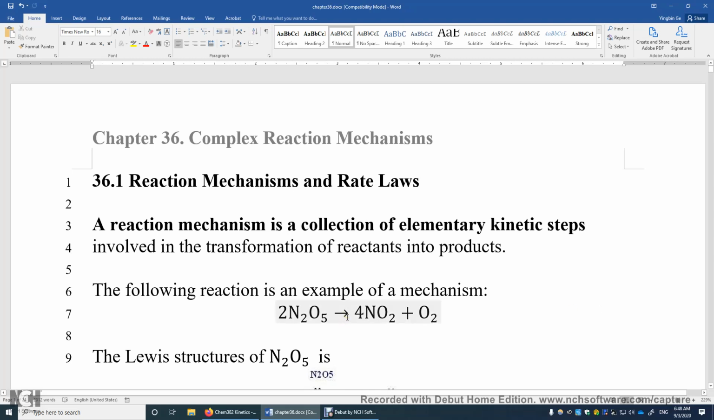This is Physical Chemistry, Part 2, Chemical Kinetics, Chapter 36, Complex Reaction Mechanisms, Section 36.1, Reaction Mechanisms and Rate Laws.